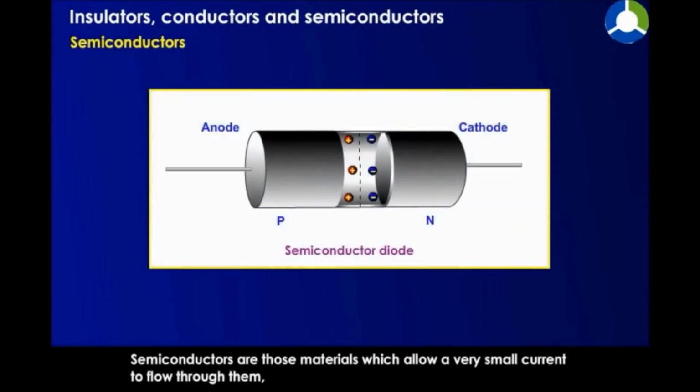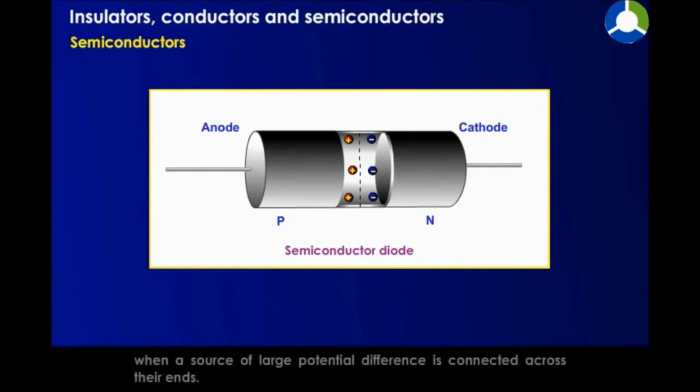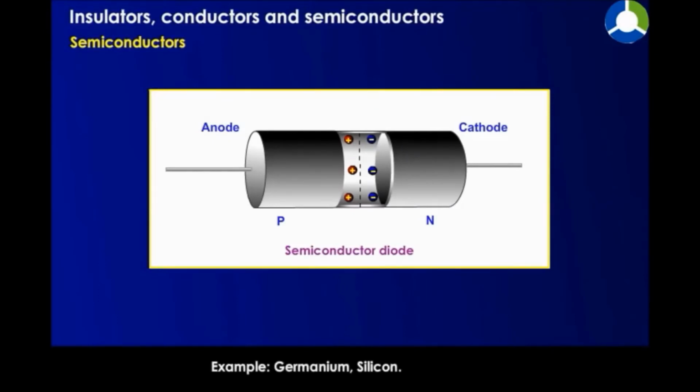Semiconductors. Semiconductors are those materials which allow a very small current to flow through them when a source of large potential difference is connected across their ends. Example: germanium, silicon.